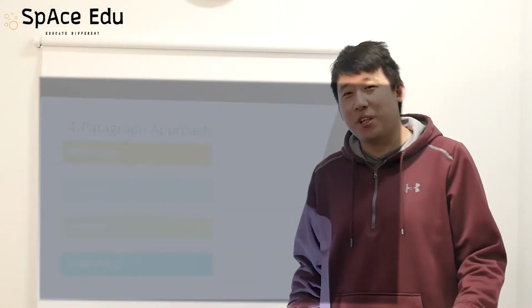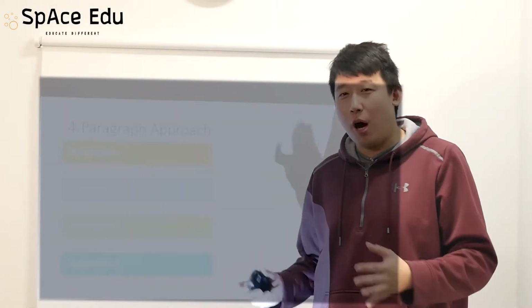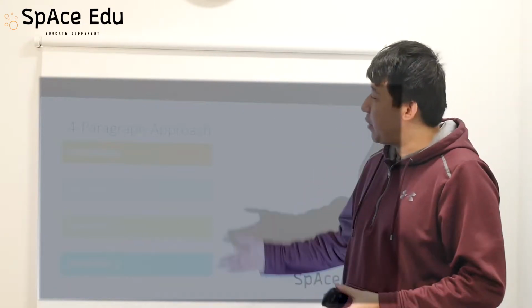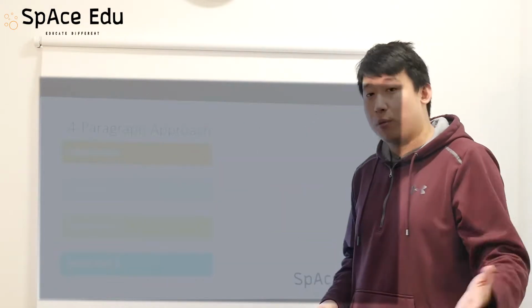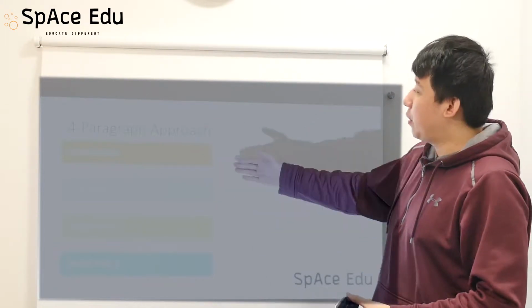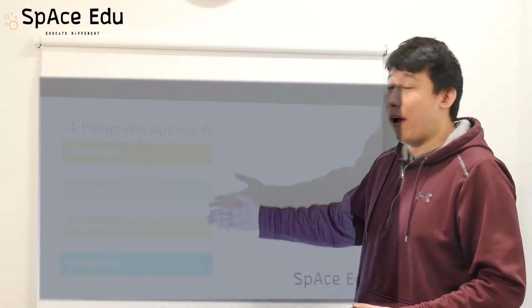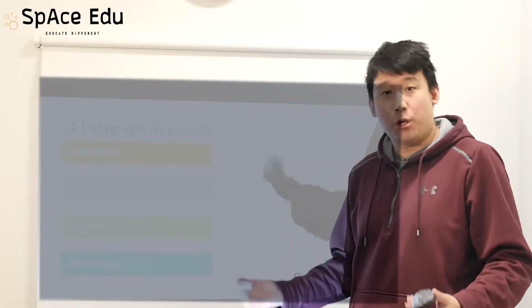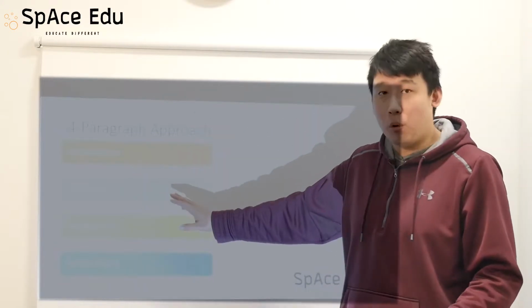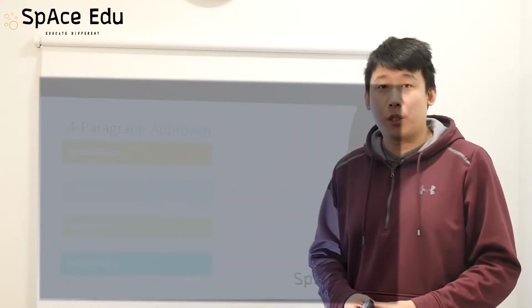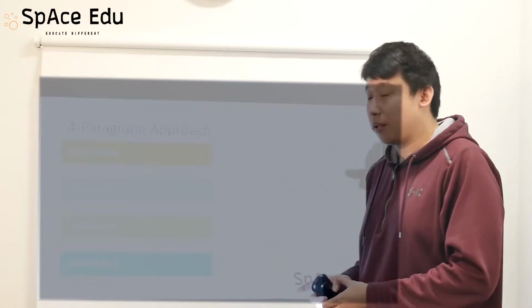Before we start, let's have a quick review of what we have learned in the last video. In the previous video, I talked about a 4-paragraph approach for writing task 1, in which you need to write 4 paragraphs for any kind of given chart. The first one is the introduction, the second one is the overview, and the third and fourth ones are 2 parts of the details for this writing graph.